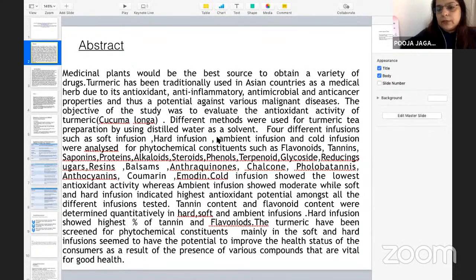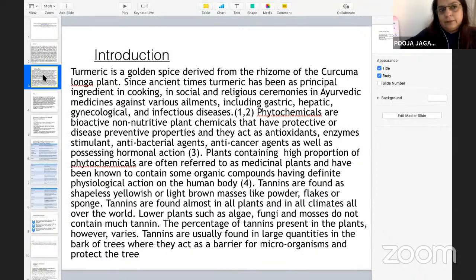What we did was prepare the turmeric tea infusion by different methods, using simply water as a solvent. Though turmeric shows lots of antimicrobial activity in ethanol, it didn't show antimicrobial activity in water. But our main aim was to prepare the basic infusion for turmeric tea. Four different types of infusion were prepared, which I'll slowly go through in my PPT.